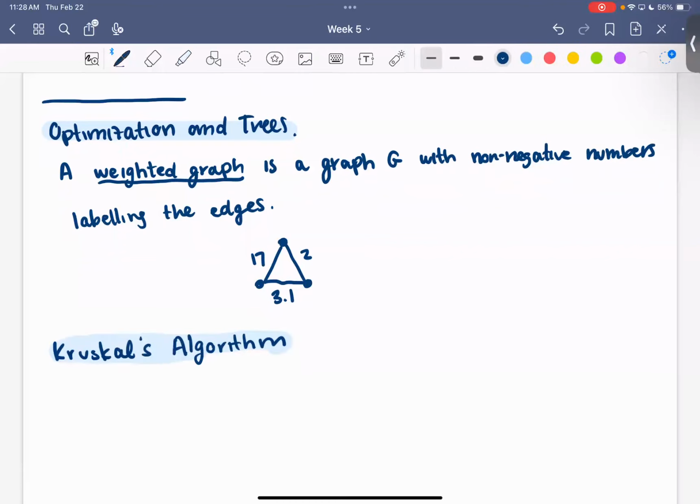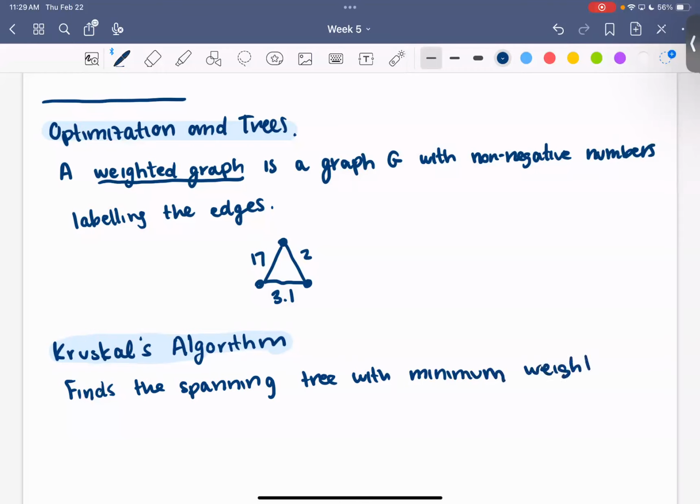So what this does is this finds the spanning tree with minimum weight in a weighted graph. So what is the weight of a spanning tree? Just add up the weights on all the edges. So this finds the spanning tree with minimum weight.